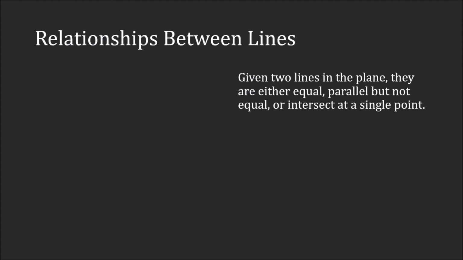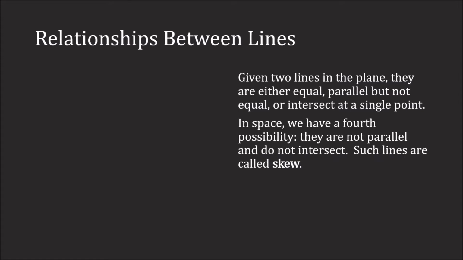Now, given 2 lines in the plane, we know that they are either equal, parallel but not equal, or they intersect at a single point. In space, we have a fourth possibility. They are not parallel, and they do not intersect. Such lines are called skew.